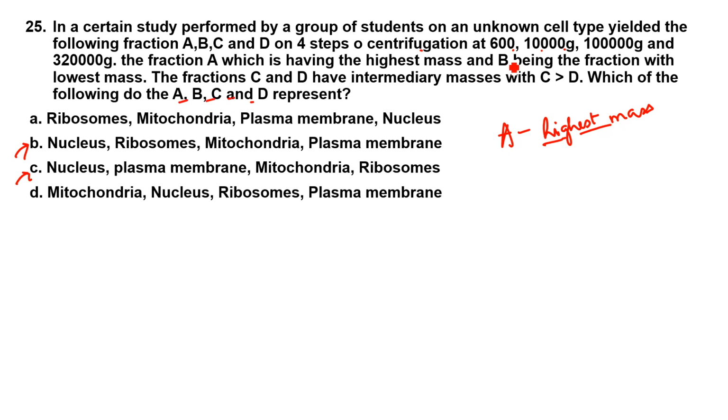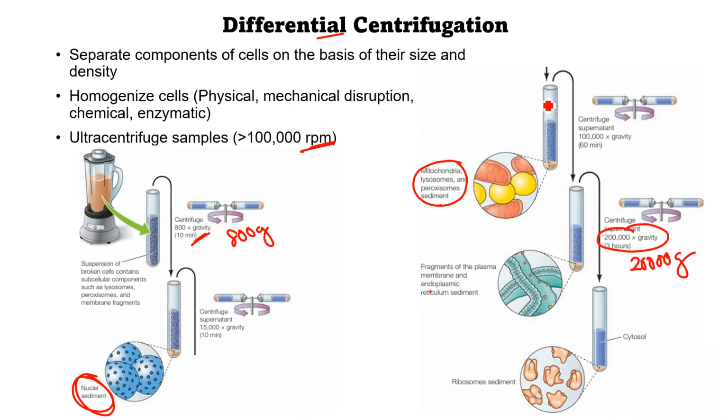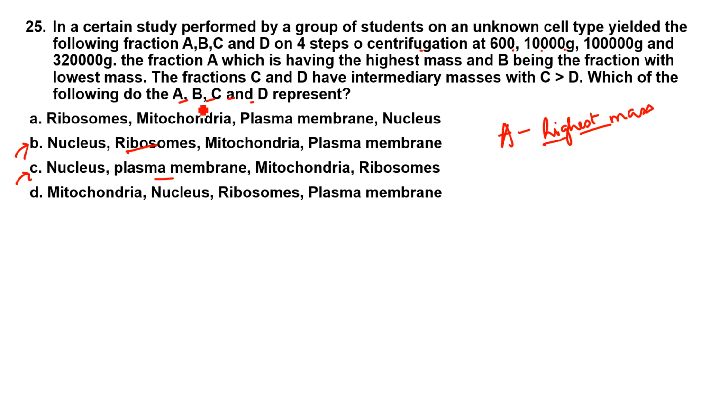Now let's move on to the further information. B is the fraction with the lowest mass. So which is the lowest mass? Is it the ribosome or the plasma membrane? Refer to the figure that I have given in this slide. In the end, what is getting sedimented? Ribosome. Ribosome is the particle which has the least density, so it requires the maximum centrifugal force for sedimentation. So the lightest particle is B, right?